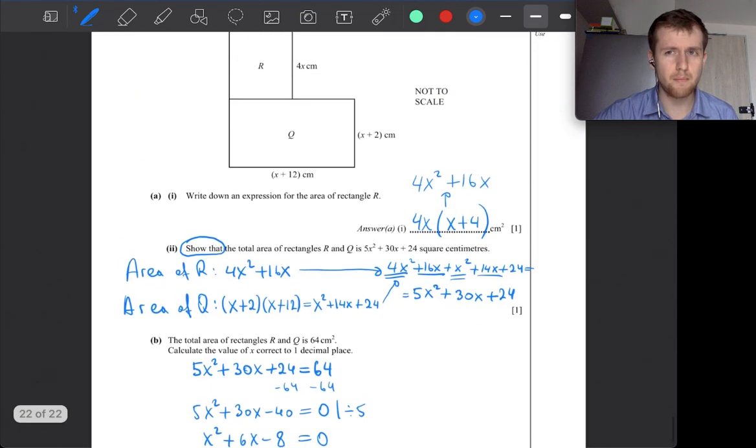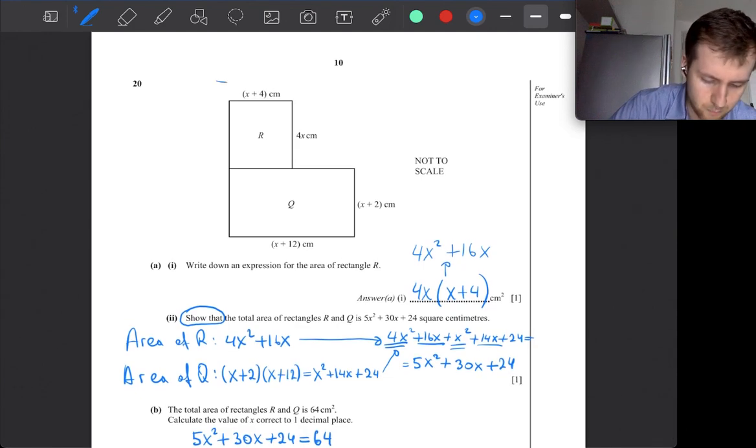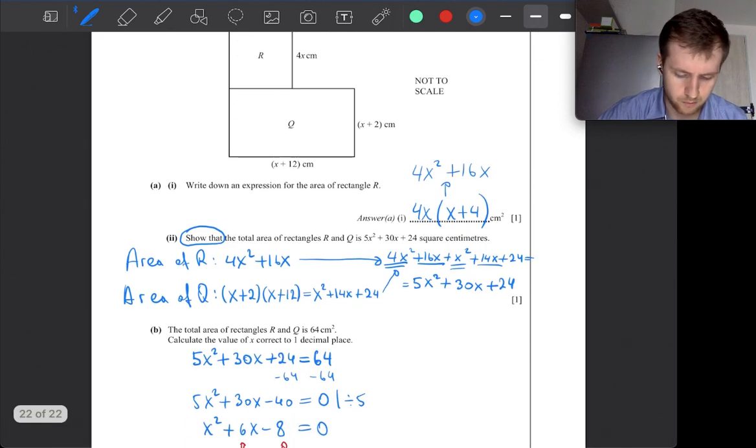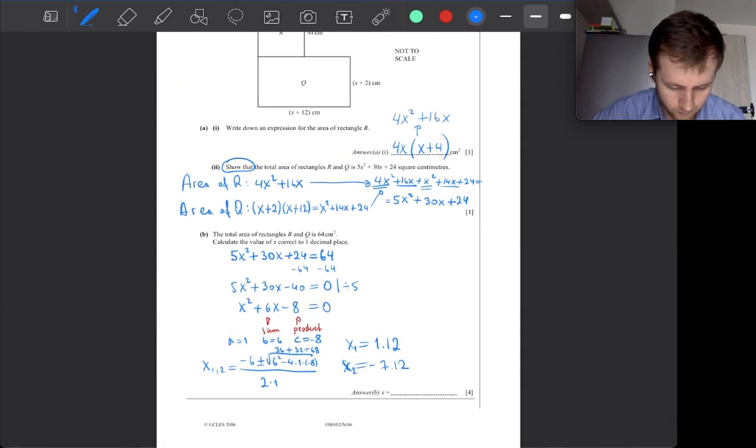For example, if x is minus 7.12, then we have here minus 7.12 times 4 plus 4, sorry, which is minus 3.12. So how is that possible? No way, right? So the only possible answer is 1.12. Why do I feel like I got something wrong with this question?